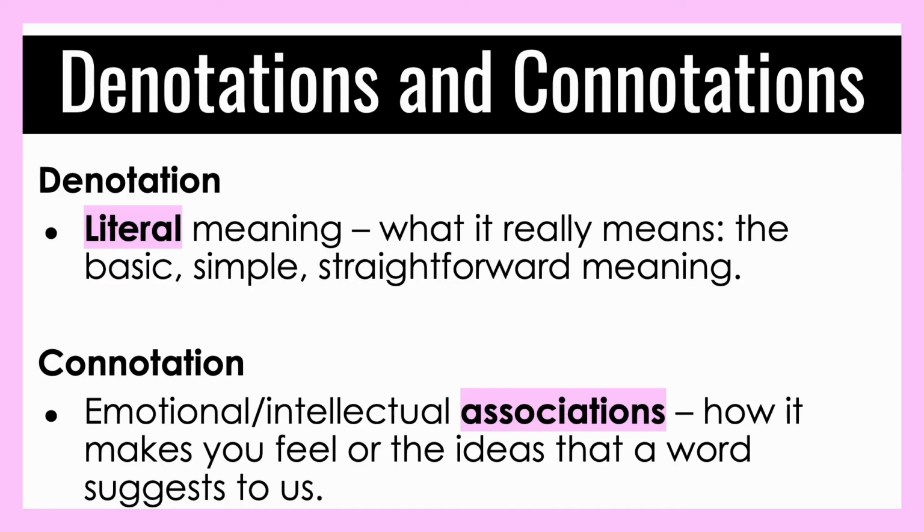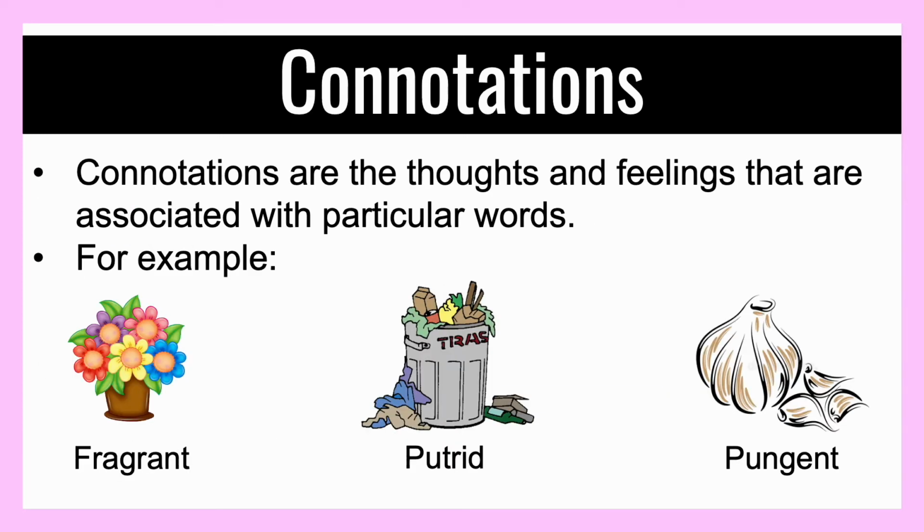So the first thing that you need to know with word choice questions are both the denotations of words and connotations of words. Now, the denotation is the literal meaning of the word, so what it actually means. If you were to look that word up in the dictionary, what would you see? The connotation, however, is the emotional and intellectual associations with the word. So, for example, how it makes us feel or the ideas that a word suggests to us. Now, I know connotations can be quite tricky, so on the next slide I've got some examples for you.